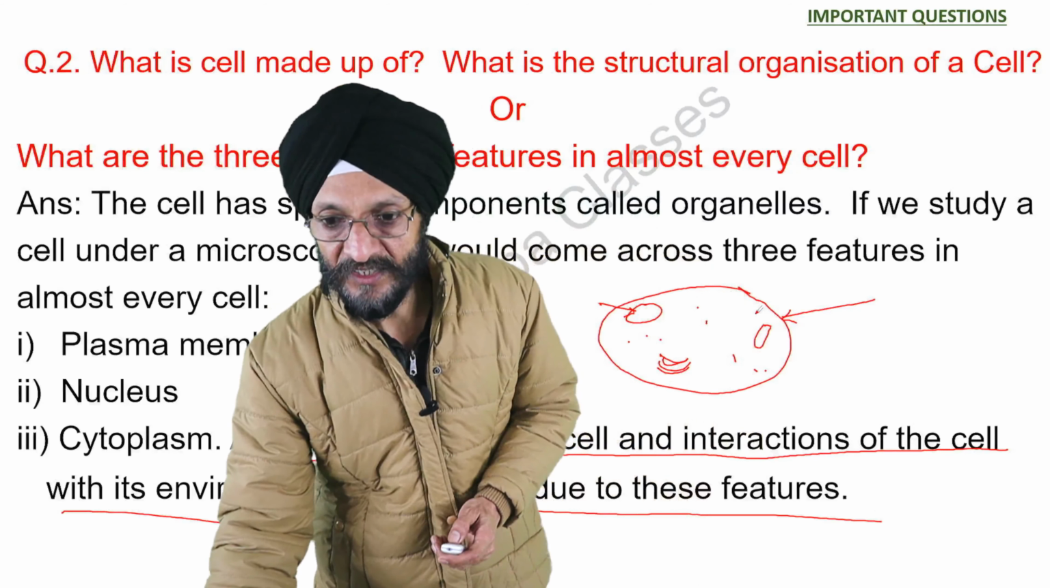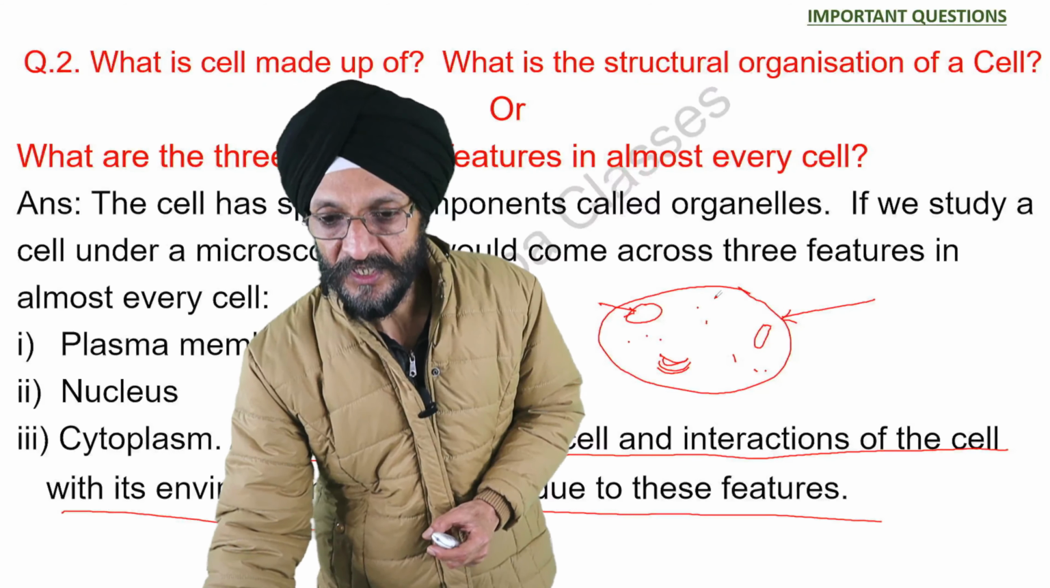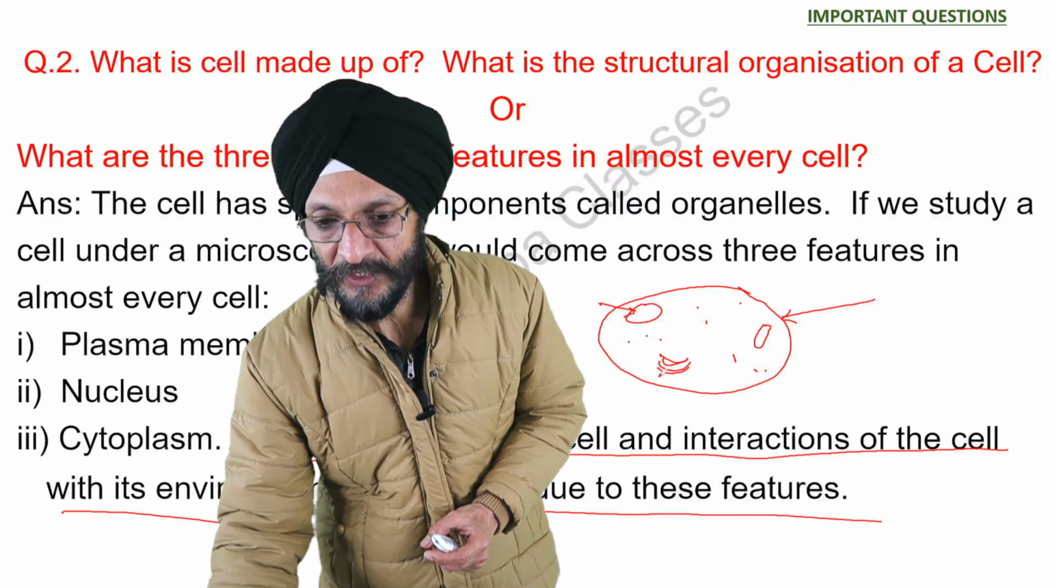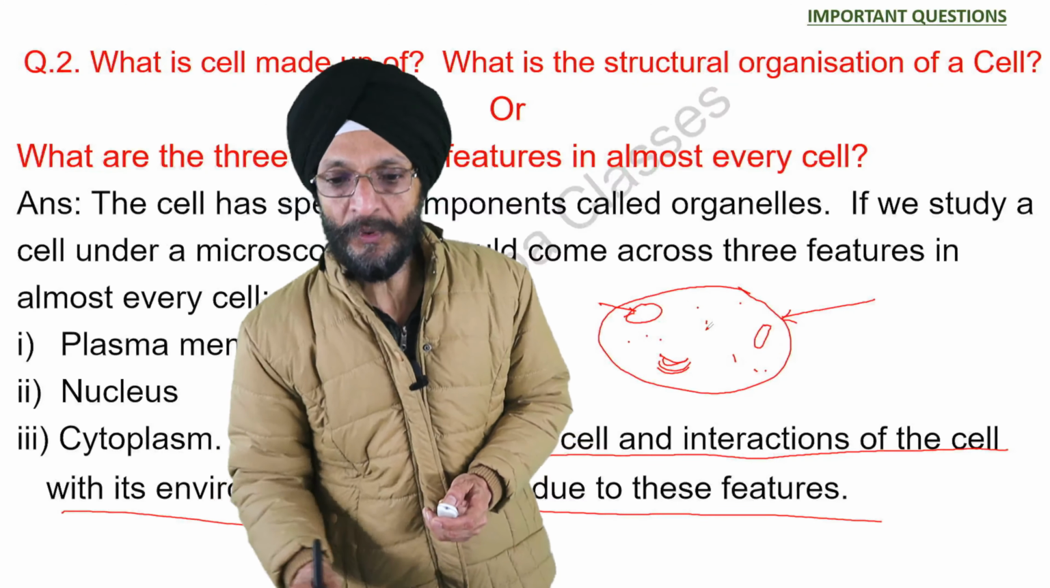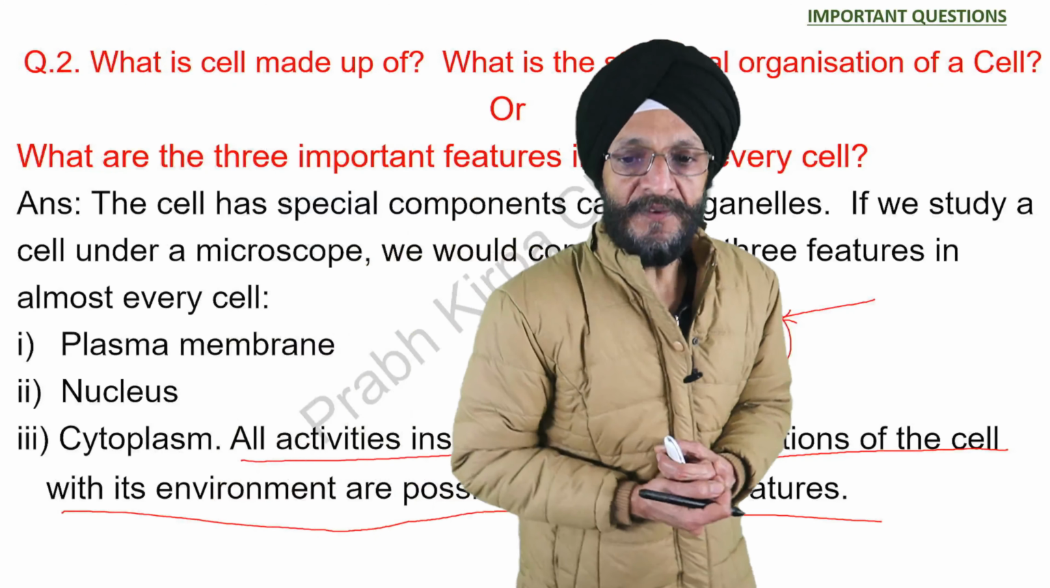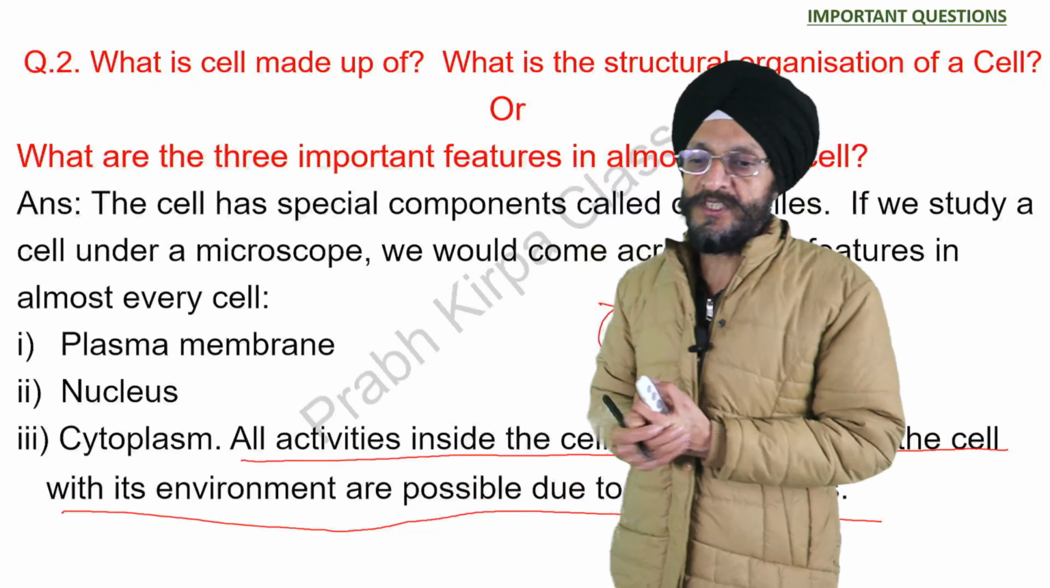So you can see that this is the plasma membrane, this is the nucleus, and the fluid which is present throughout the cell is cytoplasm. These are the three features which are present in almost every cell.